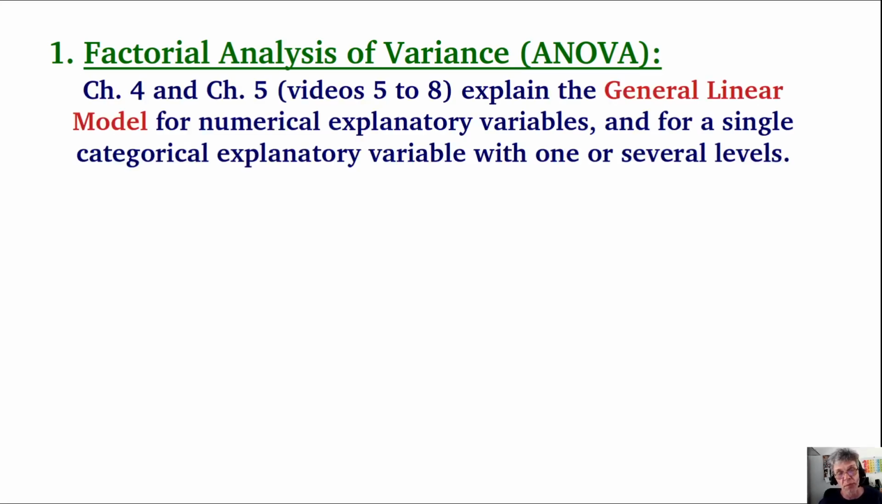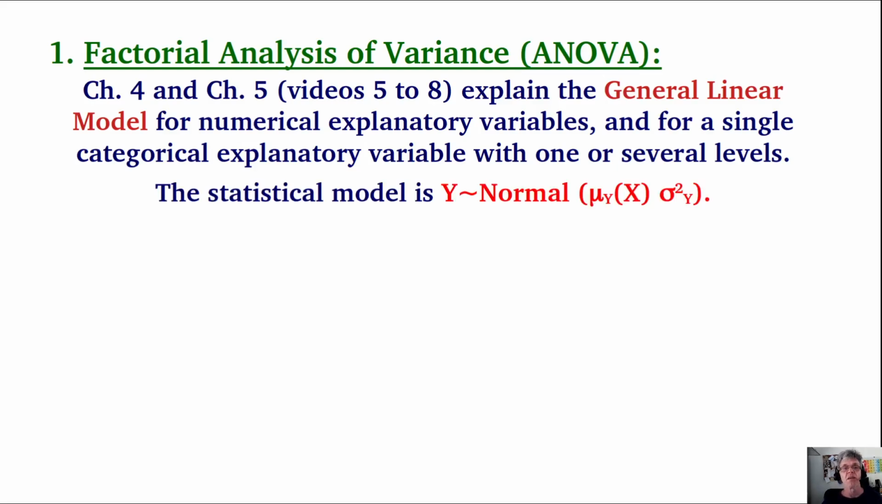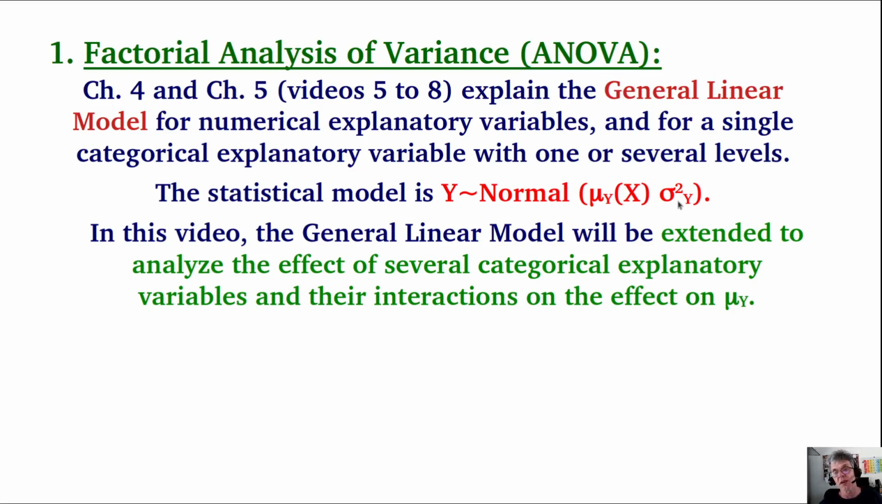In previous videos and in previous chapters of the book, chapters 4 and 5 and videos 5 to 8, I explained the general linear model for numerical explanatory variables and for a single categorical explanatory variable with either one or several levels. The statistical model in all cases was that the response variable y has a normal distribution whose mean, mu of y, depends on the values of the explanatory variables, and also has the variance of the response variable, sigma of y. In this video, this general linear model will be extended to analyze the effect of several categorical explanatory variables and their interactions on the mean of y.